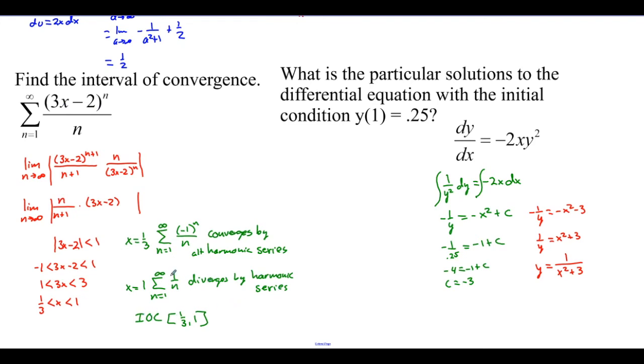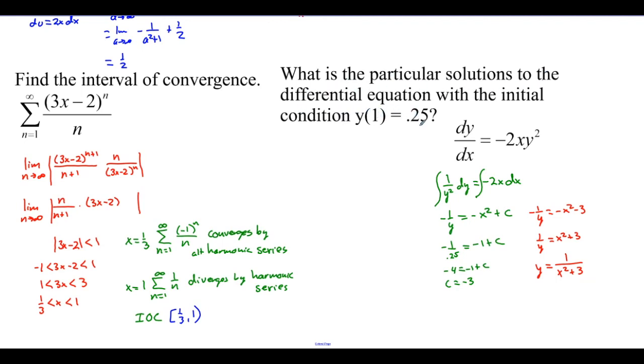And the interval of convergence, that's wrong. I need to be a little bit more careful when I write these out. The interval of convergence, see, good at 1/3, bad at 1. There we go.